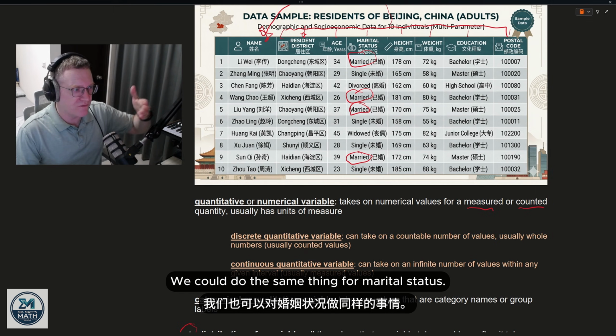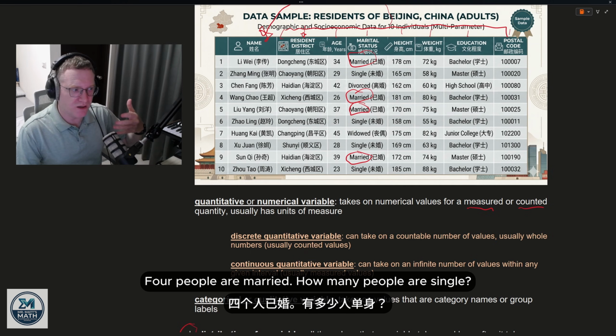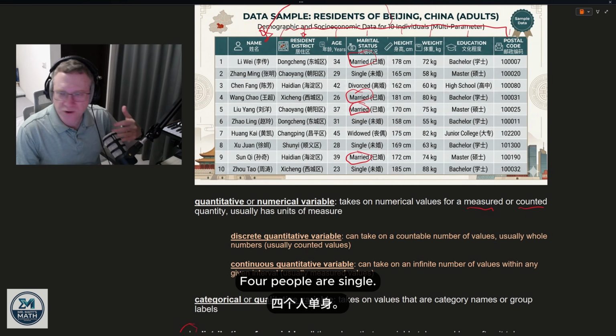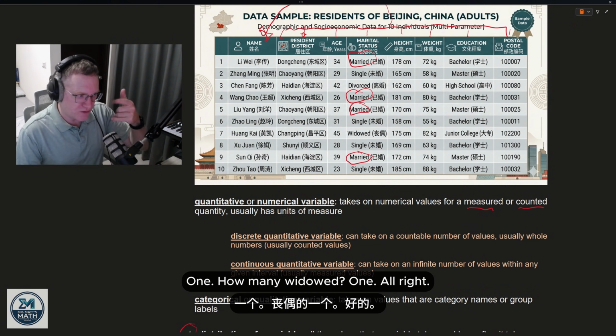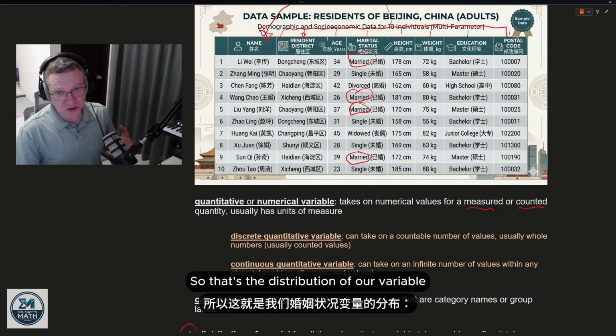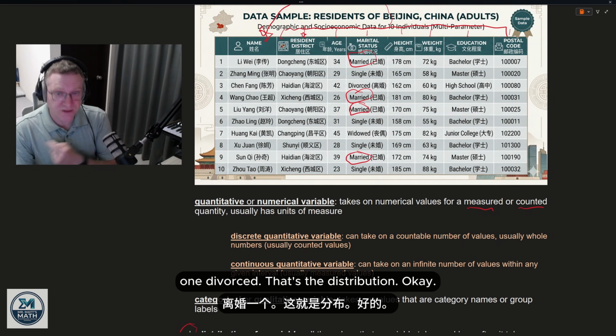We could do the same thing for marital status. How many people are married? 4 people are married. How many people are single? 4 people are single. And then how many people are divorced? 1. How many widowed? 1. All right, so that's the distribution of our variable for marital status. It's 4 married, 4 single, 1 widow, 1 divorce.